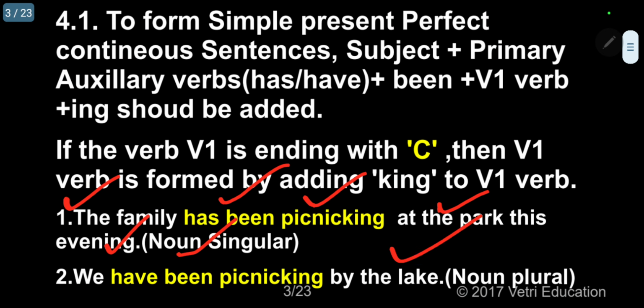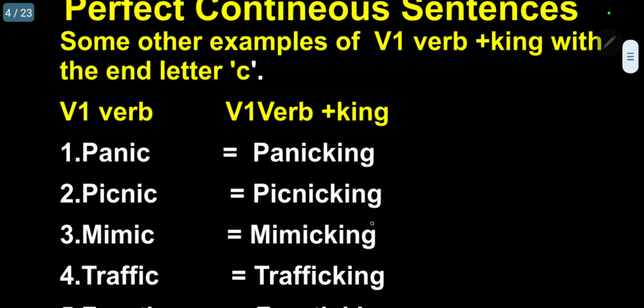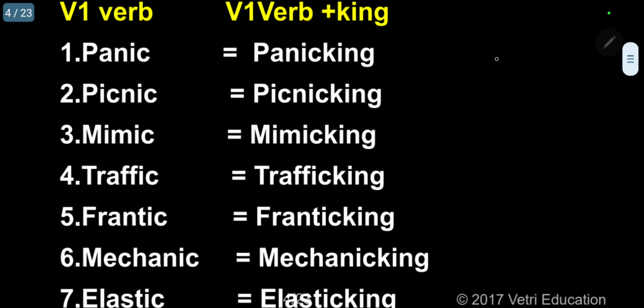Singular noun means the singular auxiliary verb has should be used. Plural noun means the plural auxiliary verb have should be used. Kindly follow. This is for present tense. Past tense will vary, we have to use had. That we will discuss later. I can give some other examples for your understanding.